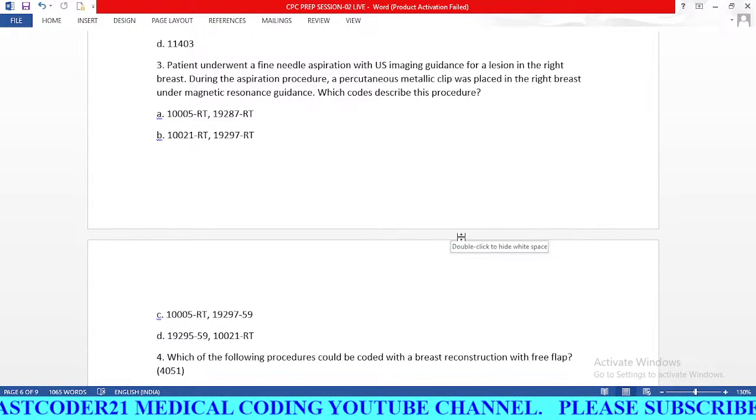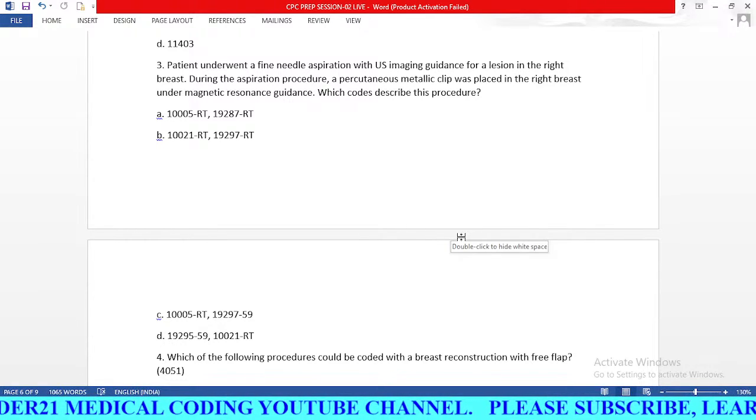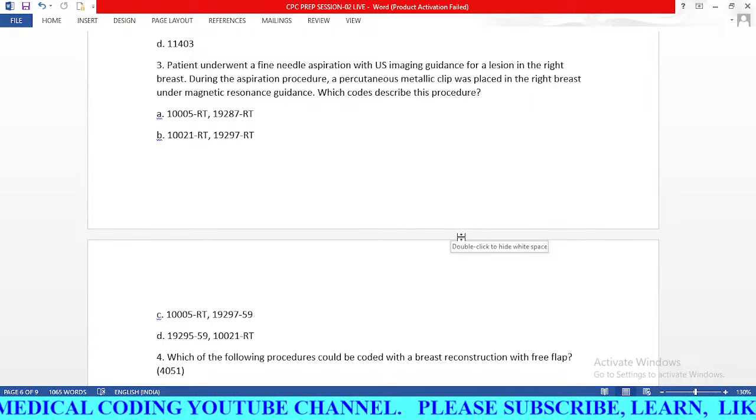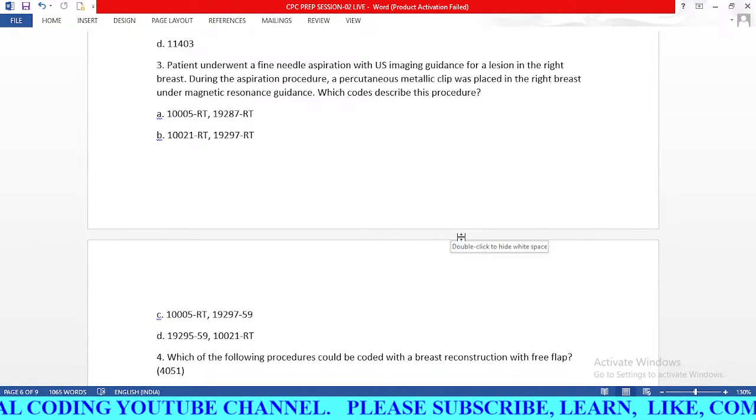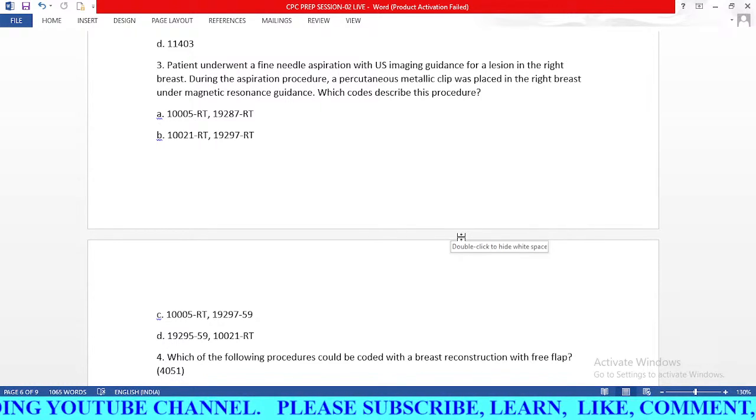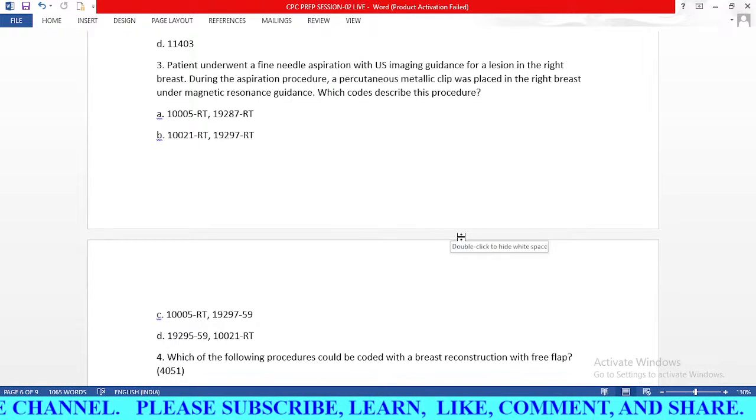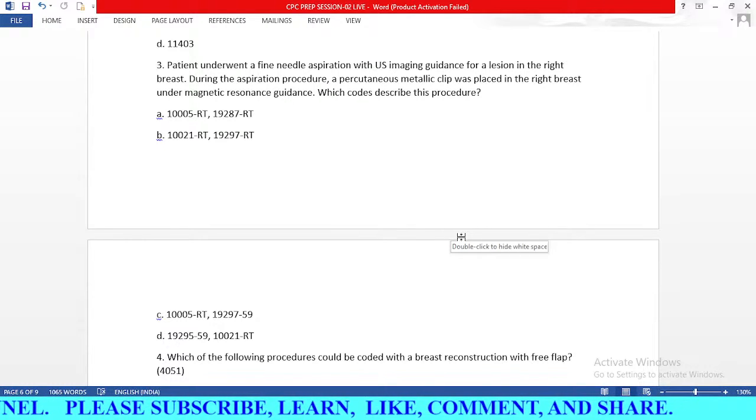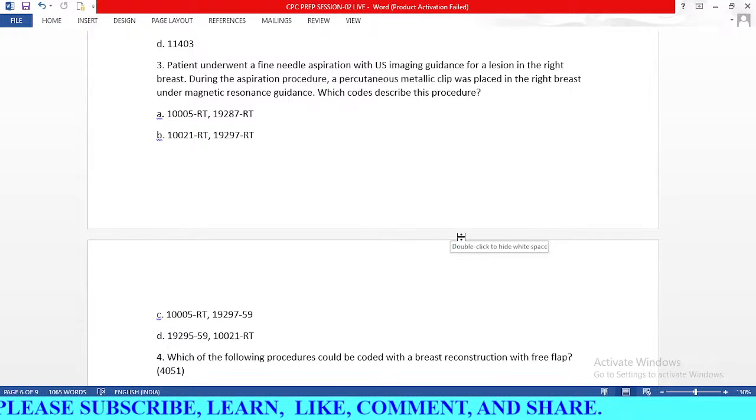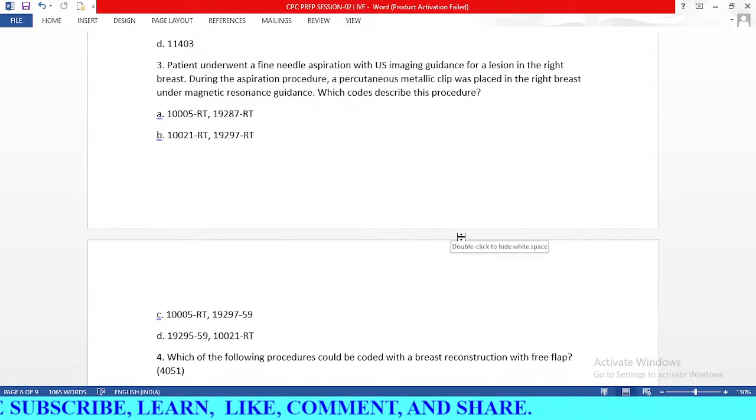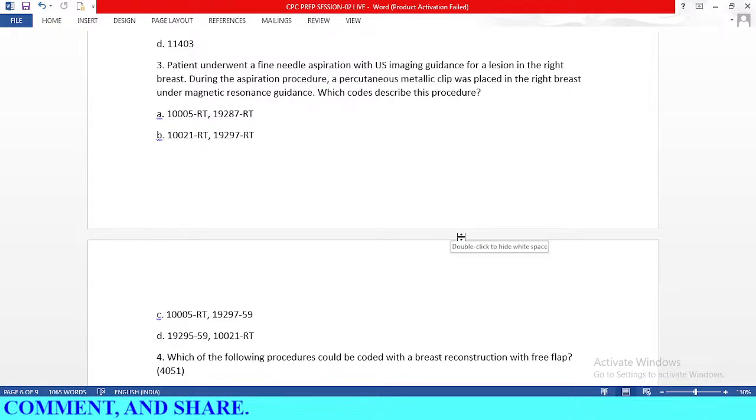So the patient underwent a fine needle aspiration with ultrasound imaging guidance for a lesion in the right breast. Yeah, go ahead DS. So here we have two procedures. One is FNA using ultrasound imaging guidance. The second procedure is placement of a percutaneous metallic clip. That's why we need to select two codes.